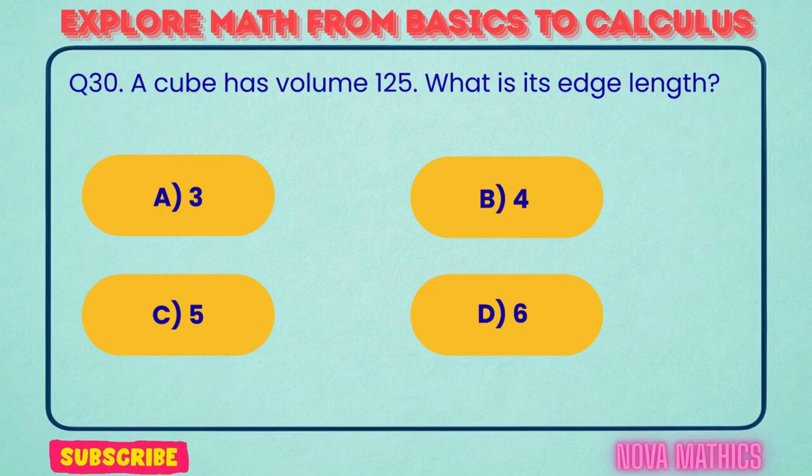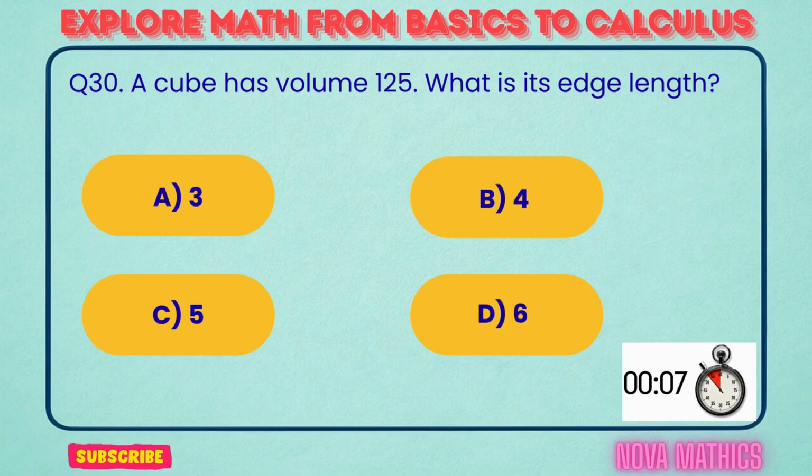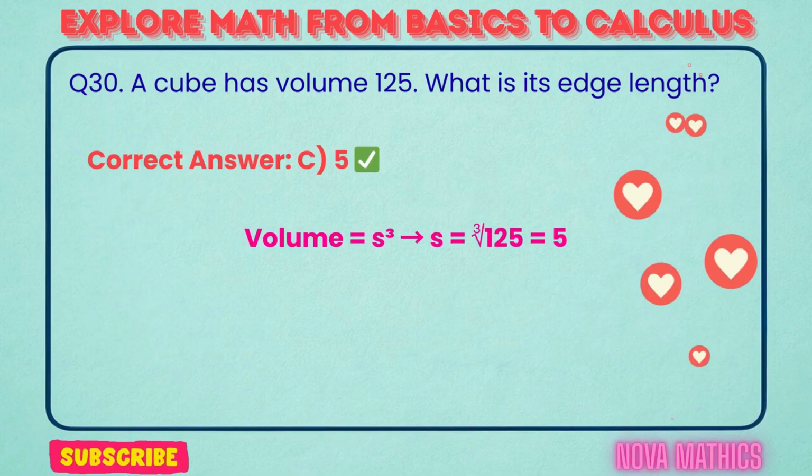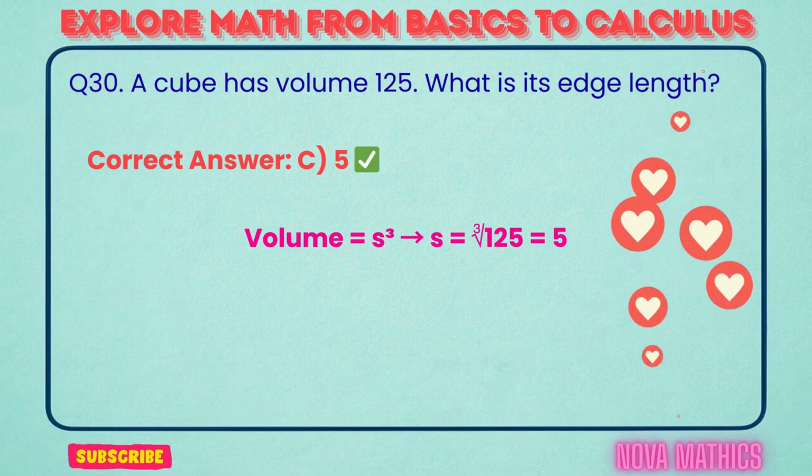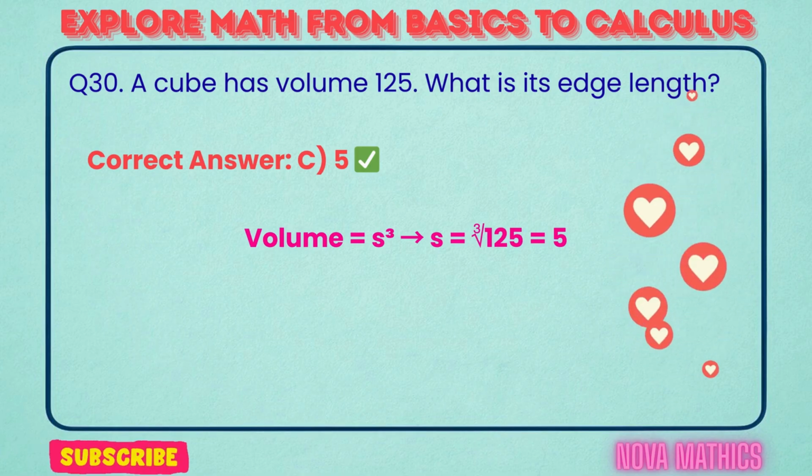30. A cube has a volume of 125. What is its edge length? Correct answer is 5. Cube with volume 125 has side 5.